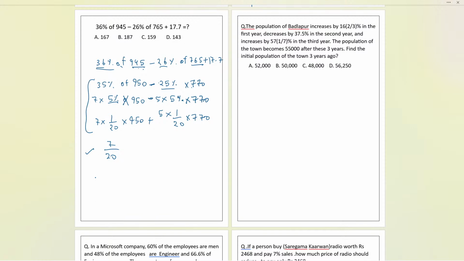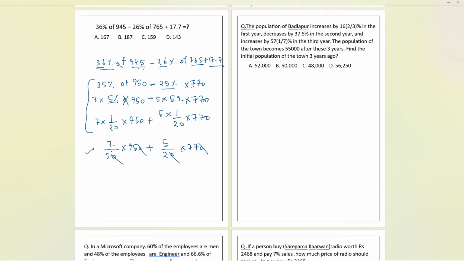If you practice a lot of questions now, I'll take a lot of questions further in the sessions, you'll be able to write it directly. So this is the first time we are observing. So 7 times 9550 plus now 5 by 20 times of 770. And there is a 17.7 also, we'll add it afterwards. Okay, 0, 0 cancelled over here, 0, 0 cancelled over here.